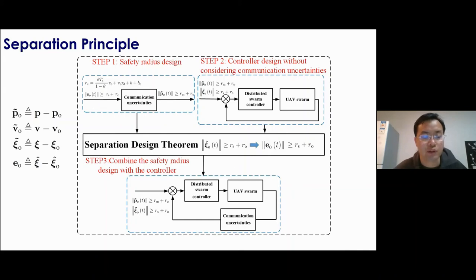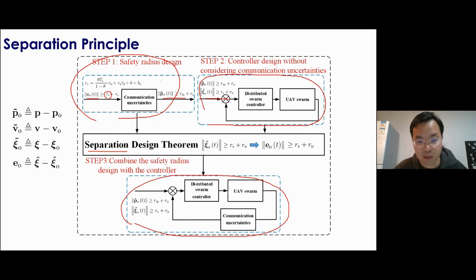Let's see the separation principle here. We design the safety radius. It keeps that this estimated filter error and this real distance. This is the principle to design the safety radius. This is the controller design. In the controller design, we don't take communication and sensing into consideration. It's like the driver in a car. We only define its ability. With them together, we have the separation design theory to get this probability. It can ensure that the two UAVs can keep away from each other.